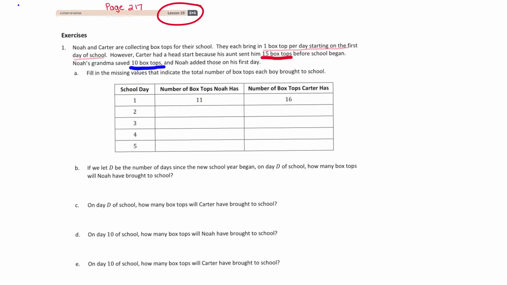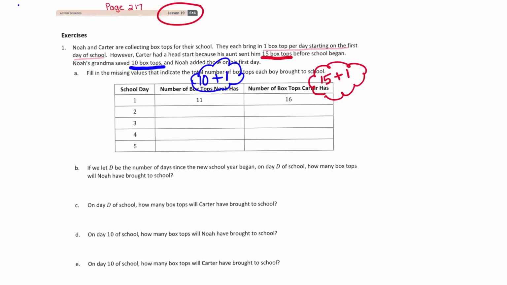Now, on the first day, we know that Noah had 11. Keep in mind that Grandma gave him 10, and he's bringing 1 on the first day of school. So how did they get the 11? They had the 10 that Grandma gave him, plus the other one that he brought to school, so that made it 11. And that is going to be the same thing for Carter. Carter had 15 because his aunt gave him 15, and then plus the one that he brought on the first day of school, that gave it 16. And that is the information that you have here on the table.